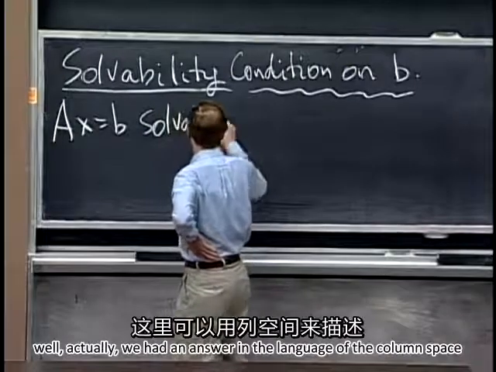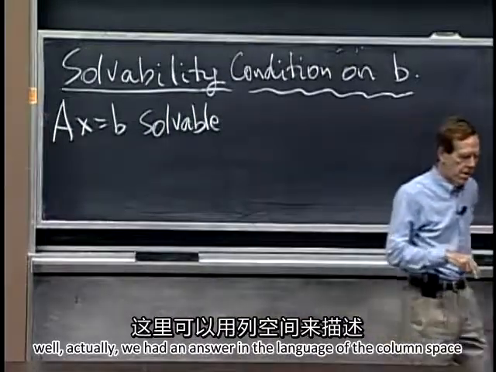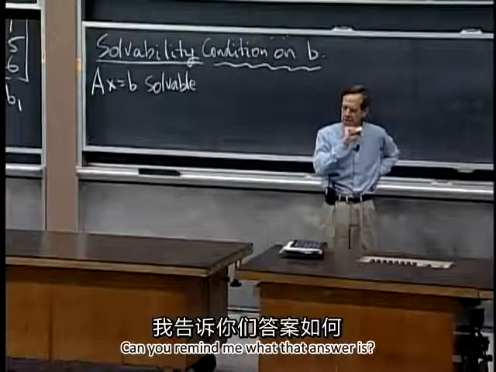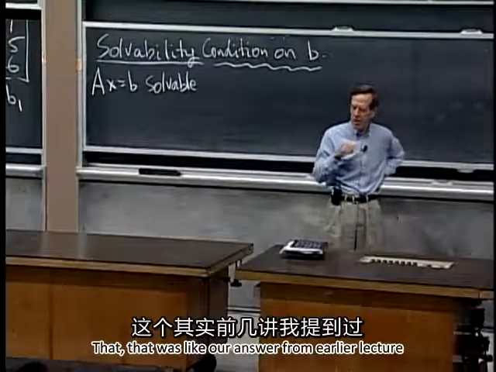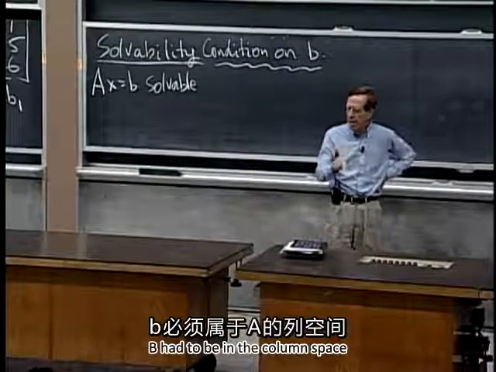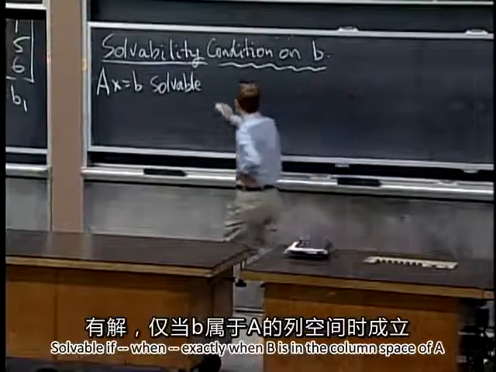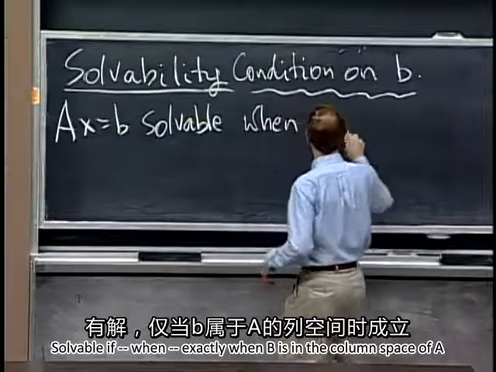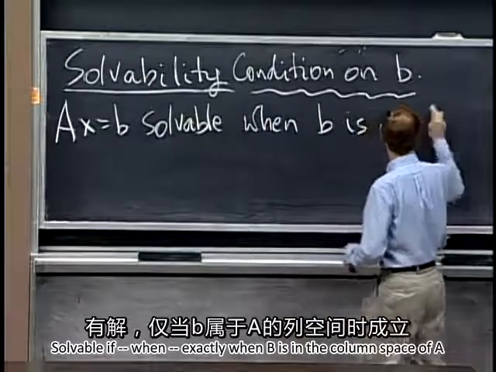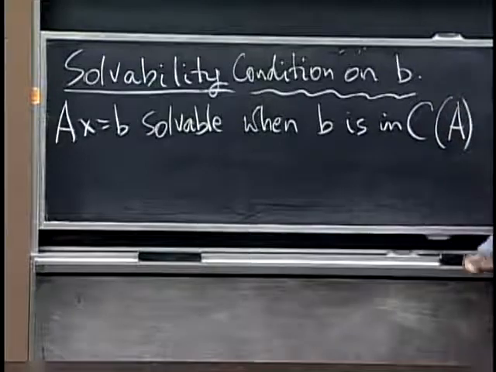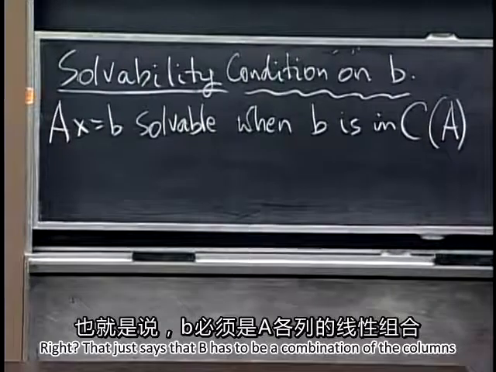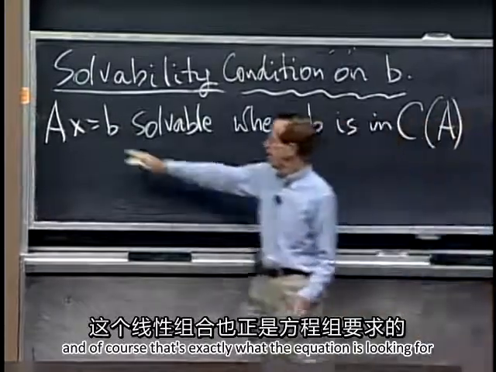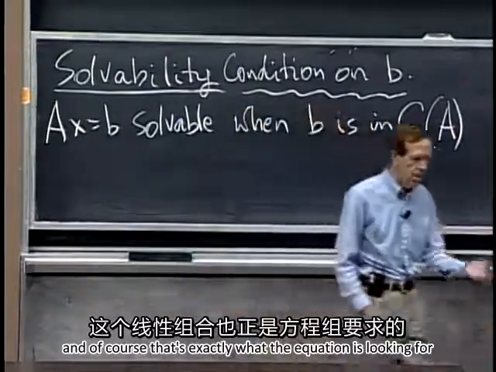Well, actually, we had an answer in the language of the column space. Can you remind me what that answer is? That was our answer from an earlier lecture. b had to be in the column space. Solvable exactly when b is in the column space of A. Right? That just says that b has to be a combination of the columns. And of course, that's exactly what the equation is looking for.